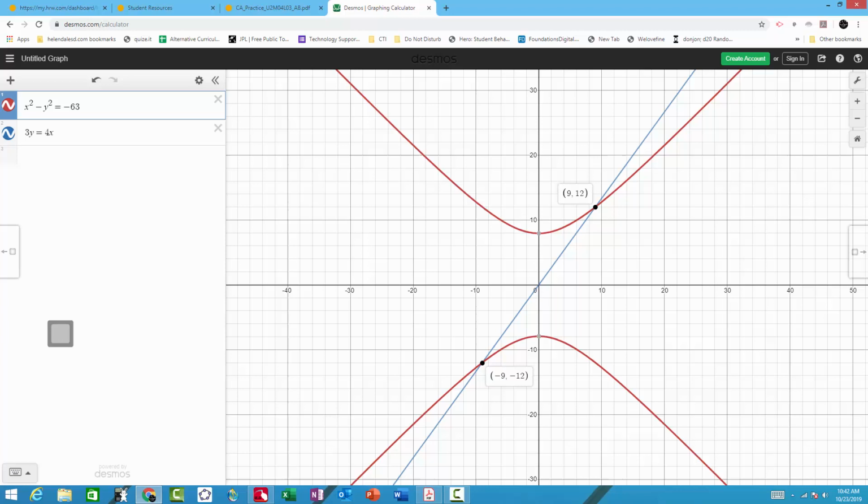So here we have our hyperbola. Our hyperbola branches face away from each other. And then there's where our line crosses it, at negative 9, negative 12, and positive 9, 12.